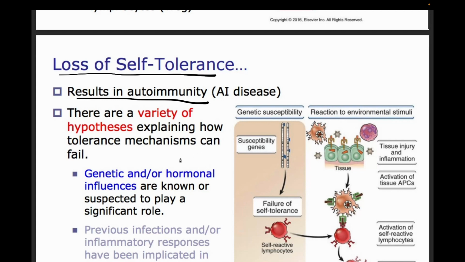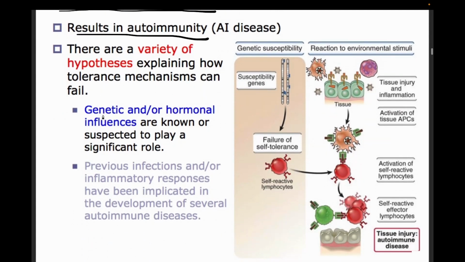هي two. The first hypothesis شغلة إلها علاقة بالgenetic: genetic or hormonal influence, or both together, are known or suspected to play a significant role, and we're gonna explain how. The second hypothesis اللي هو previous infections and/or inflammatory responses caused by these infections have been implicated in the development of several autoimmune diseases, and we're gonna explain how again. There are 6 methods when it comes to this hypothesis.